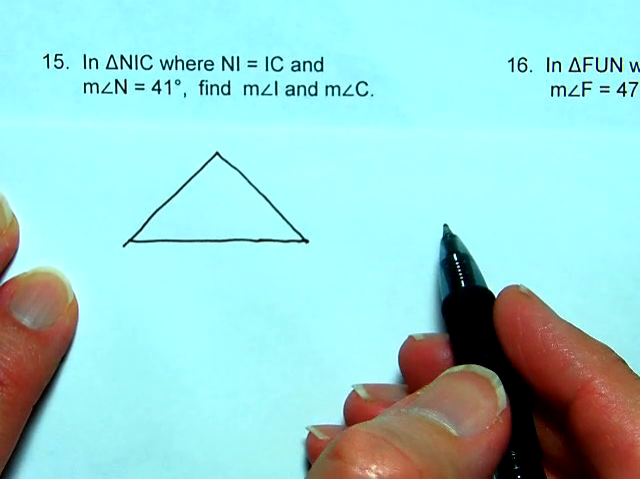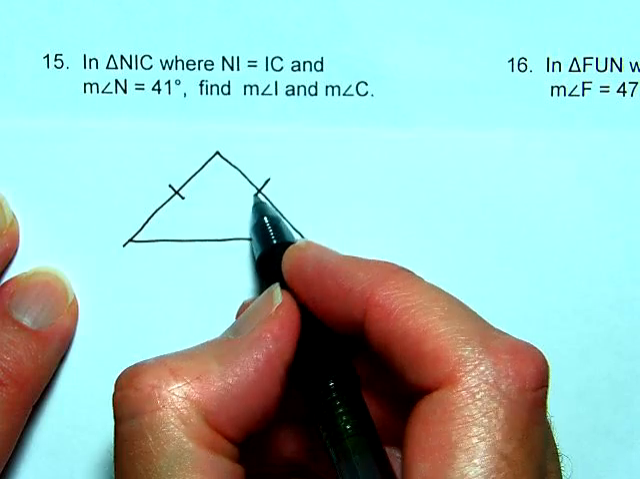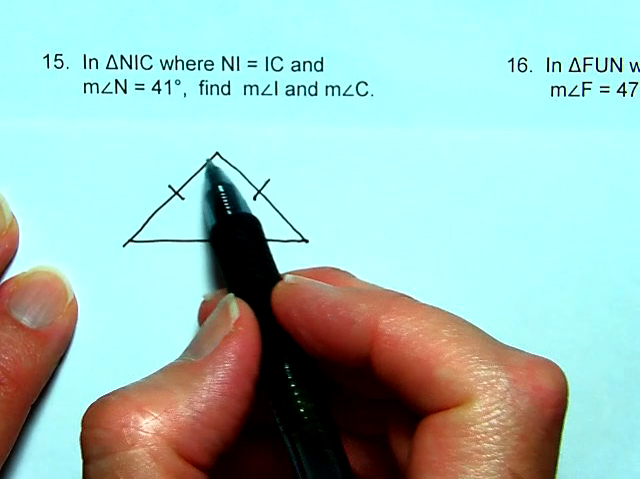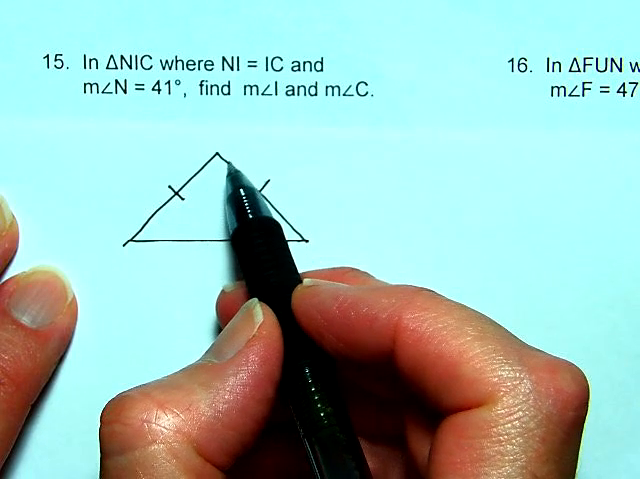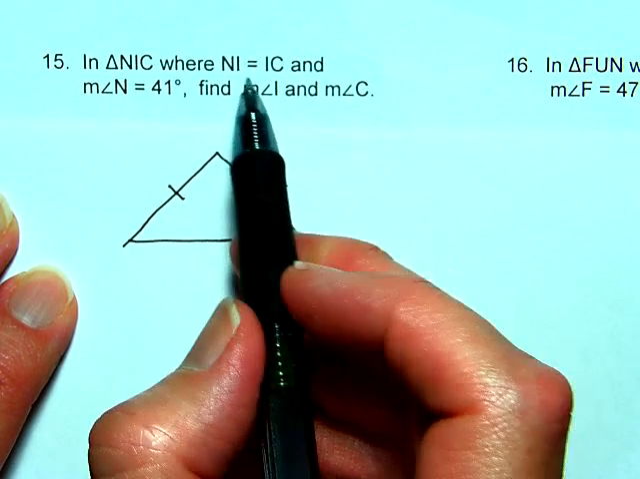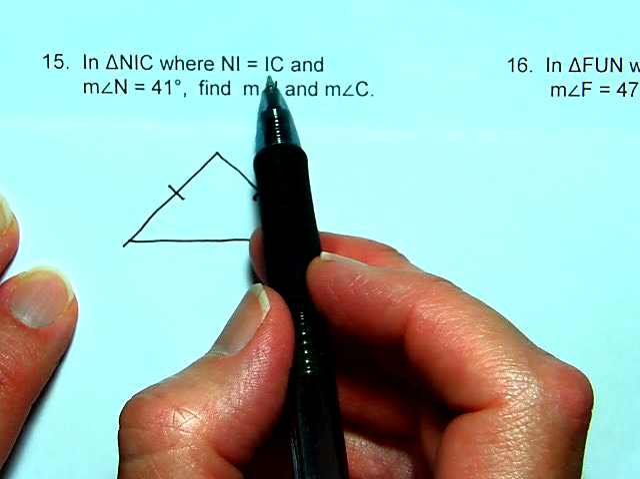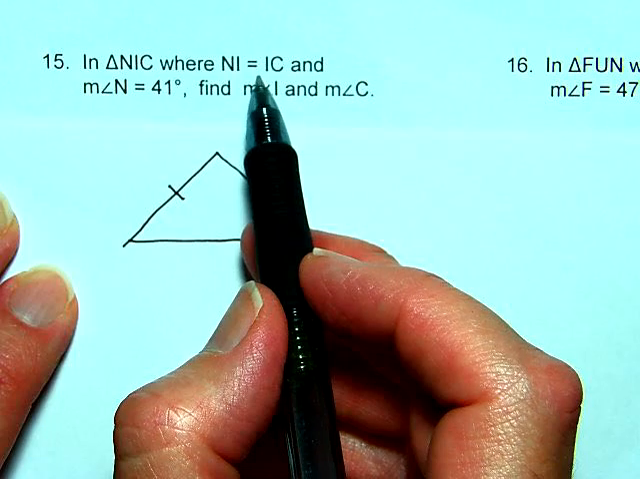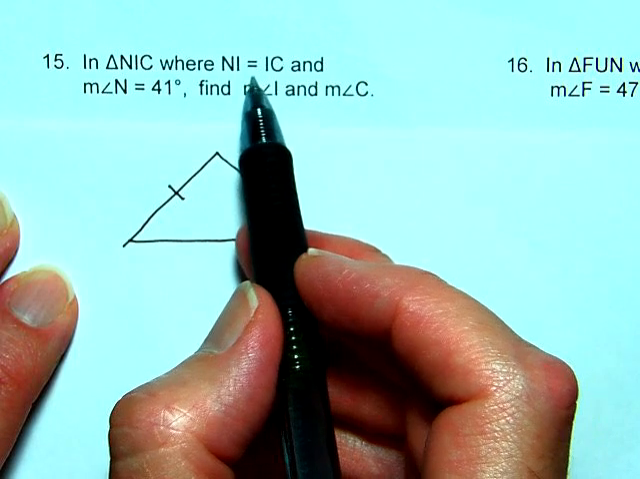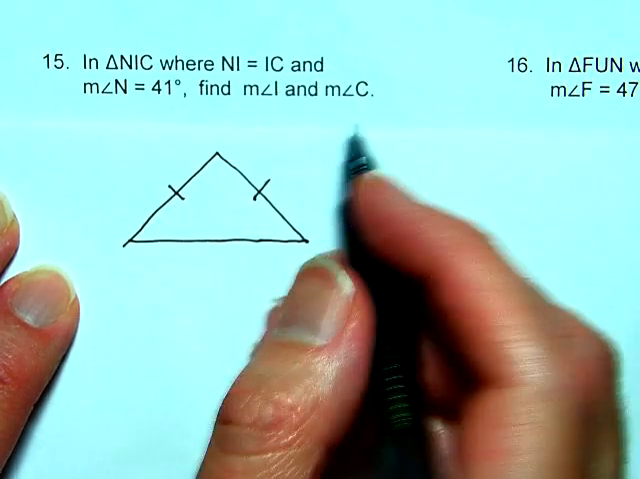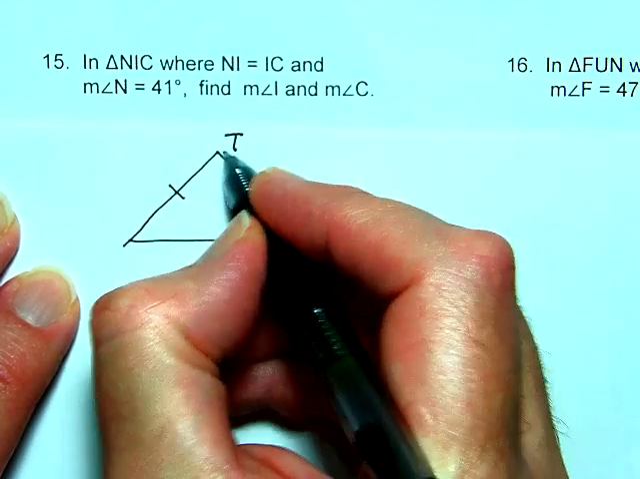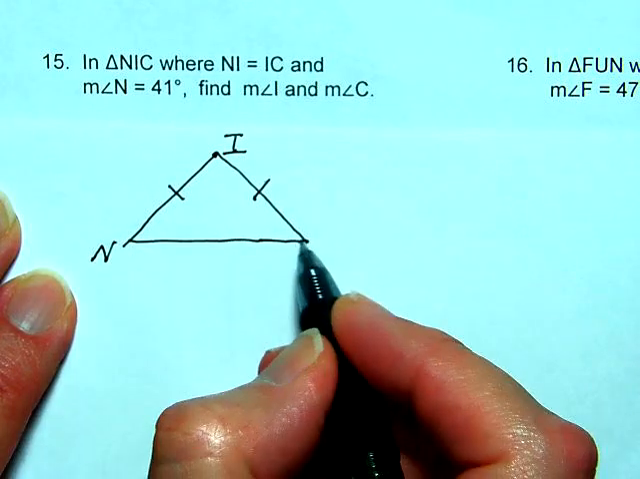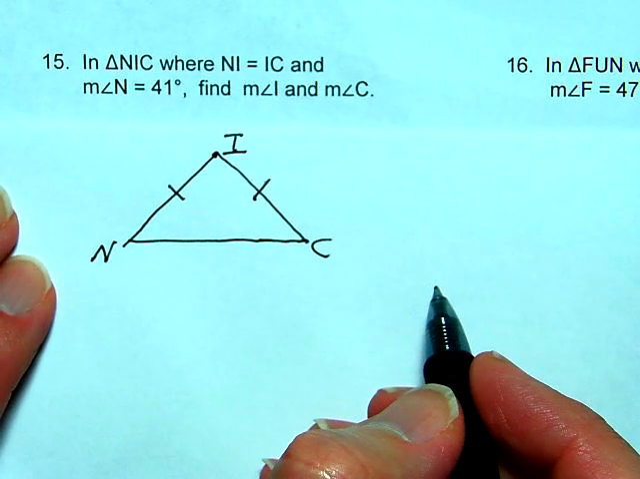So how would we label this triangle? Let's say this is the isosceles triangle. These two sides have equal measure. Well, we said that the vertex point is the point that the two sides have in common. Take a look at this equality and tell me, where is the vertex point? Well, NI and IC are the two equal sides, and they both have point I in common. So I has got to be the vertex point. And N and C could be the other two points labeled any way we like.